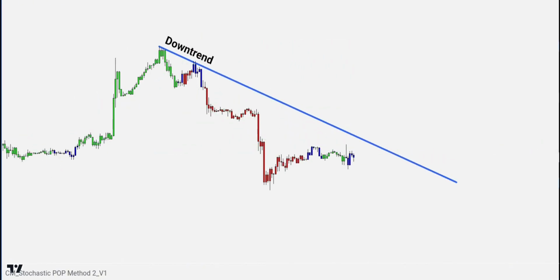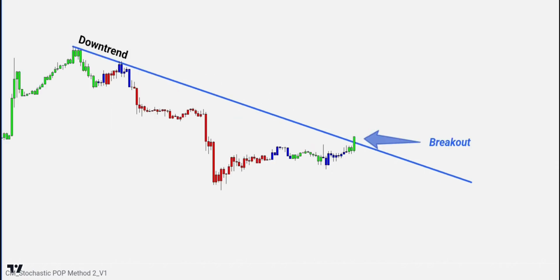Now let's look at a short position example. Here, we clearly see the formation of a downtrend. The dominance of the seller group in the market is noticeable. And a large-bodied green bull candlestick broke the downtrend line in the opposite direction.